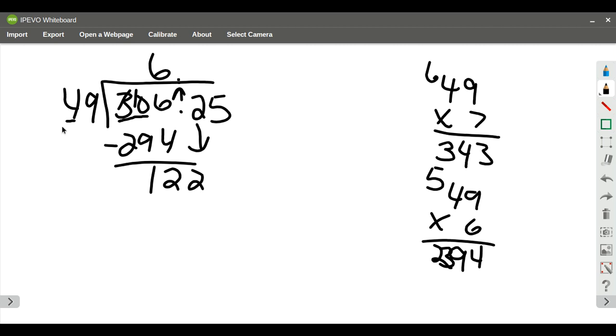So I'm actually going to change this value a little bit. 49 is close to 50. And so I'm going to see how many times 50 can go into 12, or 5 can go into 12. So 5 is going to go into 12 about 2 times. So let's see what 49 times 2 is going to be. 9 times 2 is going to be 18.